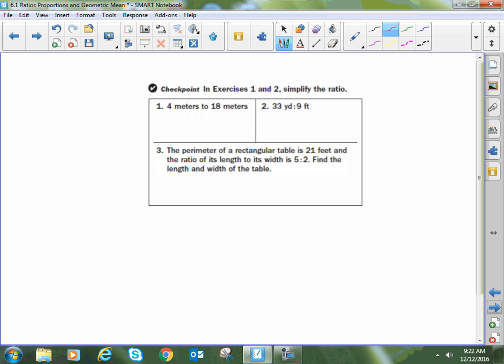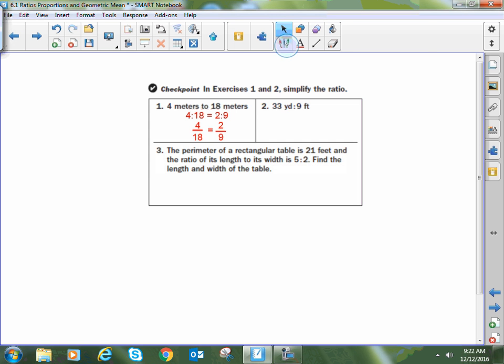Okay, so hopefully you've achieved your goal. The first one, we're just simplifying the ratio. We're going to say 4 meters to 18 meters. When I simplify that one, I'm going to get either 2 to 9 if I wrote it with a colon, or 2 over 9 as a fraction.